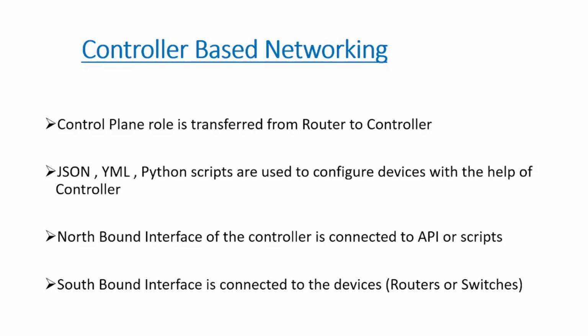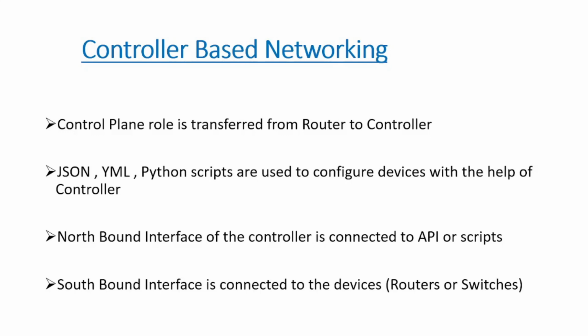JavaScript Object Notation (JSON), YML, and Python scripts are used to configure devices with the help of a controller. So we can configure any configuration on devices like routers, say OSPF, BGP, or any other routing protocol. We can configure VLANs on switches. But for that, we need to make scripts and deploy them to the controller. That is the difference between traditional networking and controller-based networking. It is done through scripting.